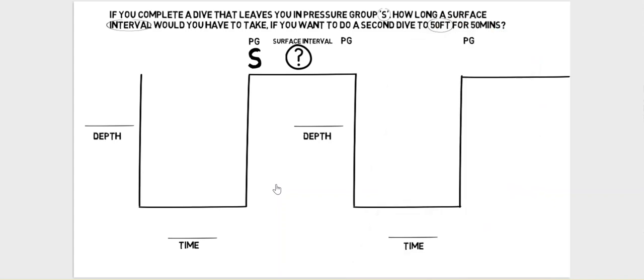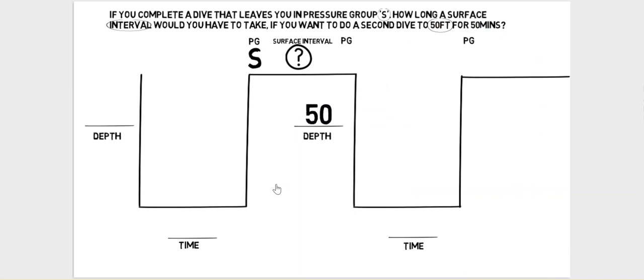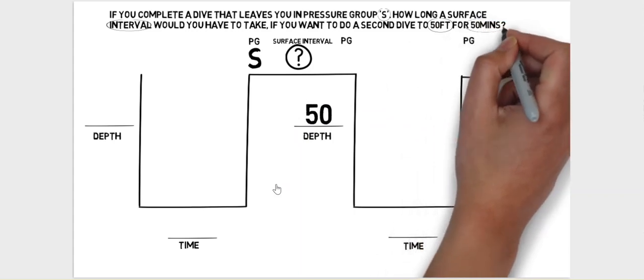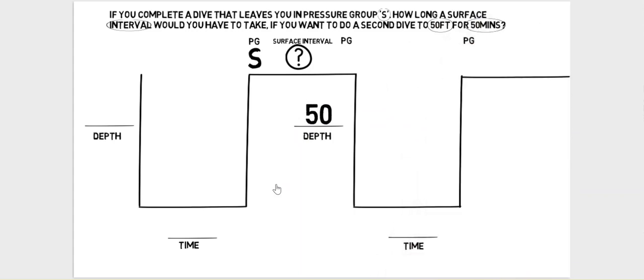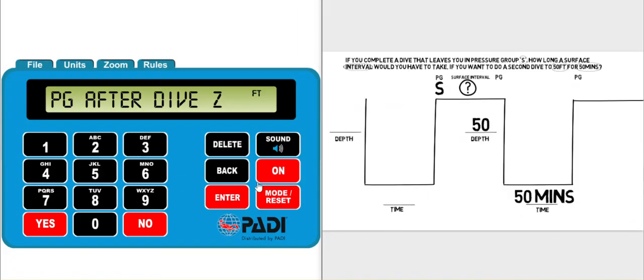The second dive is 50 feet, so I can enter the second dive depth in as 50 feet. And the time of the second dive is 50 minutes. So I can enter the time of the second dive in there. I now have all of the information that the question gives me, and I can start using my ERDPml.